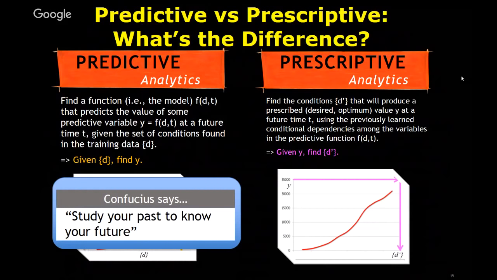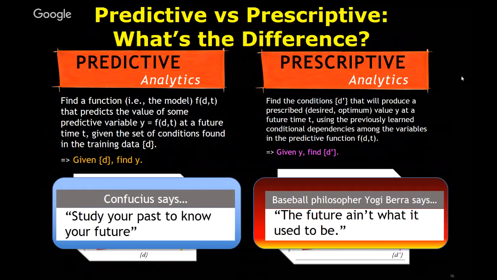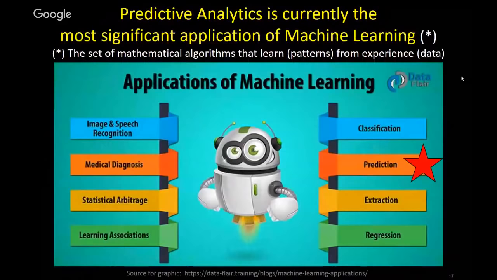So a famous philosopher described predictive analytics. Confucius says, study your past to know your future. So that's the simplest possible statement of what training data does for you. And Confucius actually said this. Study your past to know your future. So that's a perfect description of predictive analytics. And for prescriptive analytics, our good friend, baseball philosopher Yogi Berra, once again, we've already quoted him a couple times earlier. He said, the future ain't what it used to be. So instead of just predicting an outcome that we may not like, we may want to change it, optimize, get a better outcome. And that's what prescriptive is all about. And so the future ain't what it used to be.